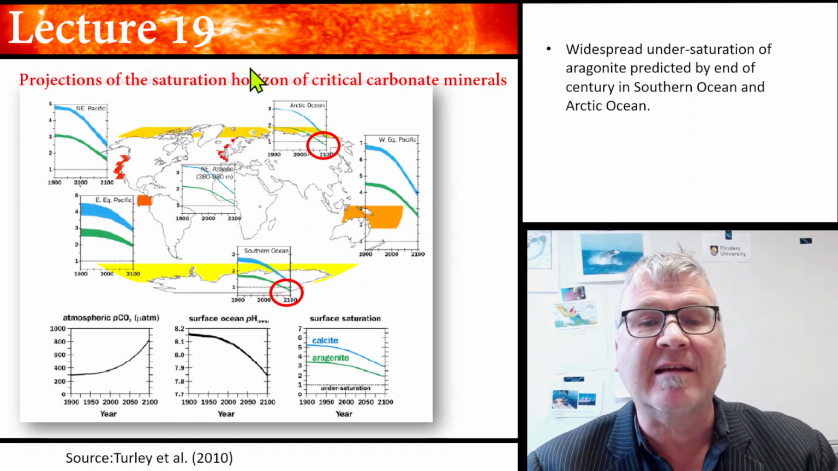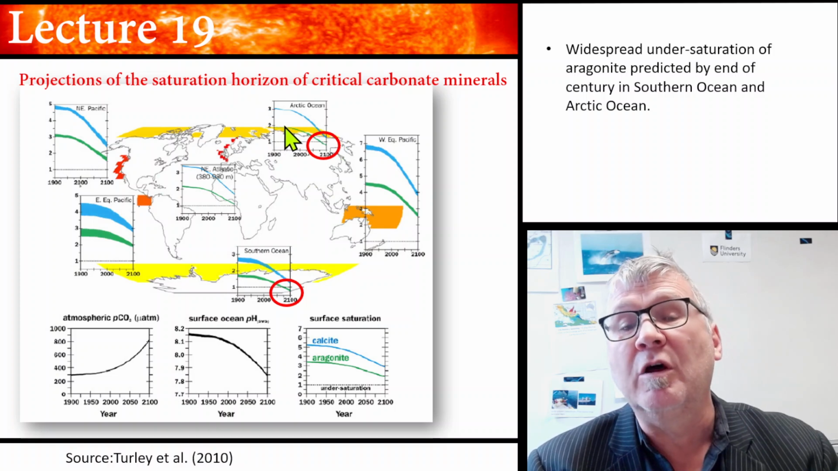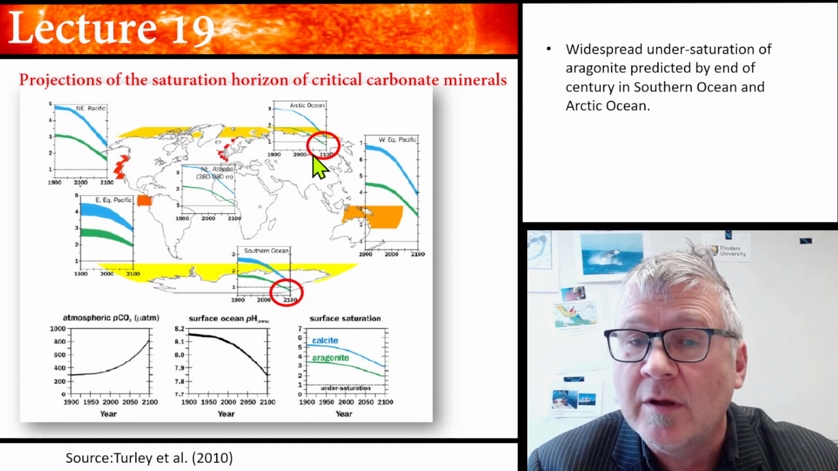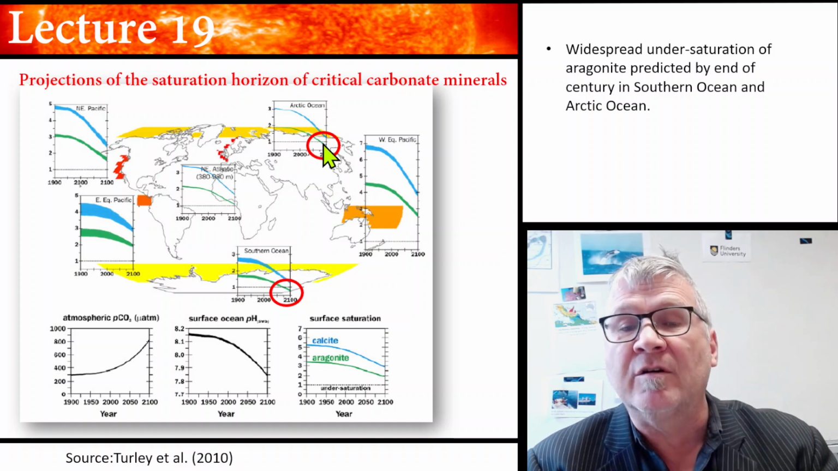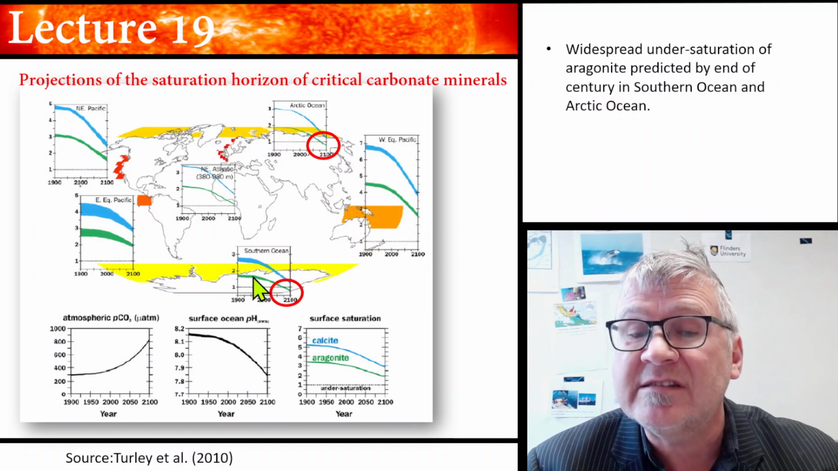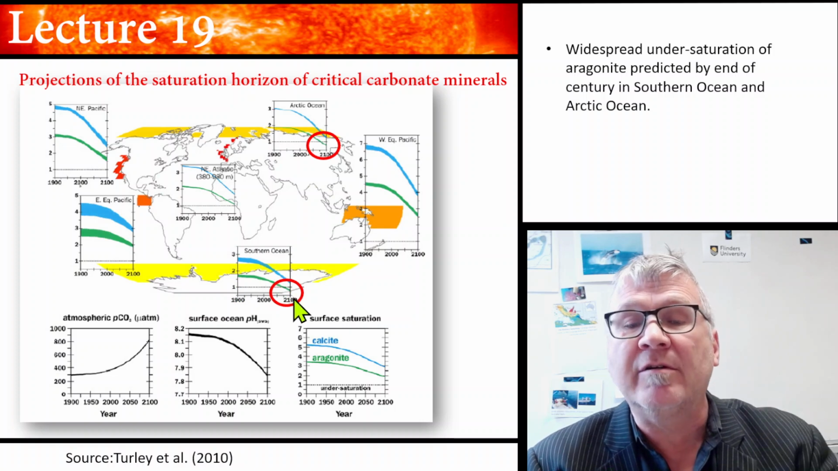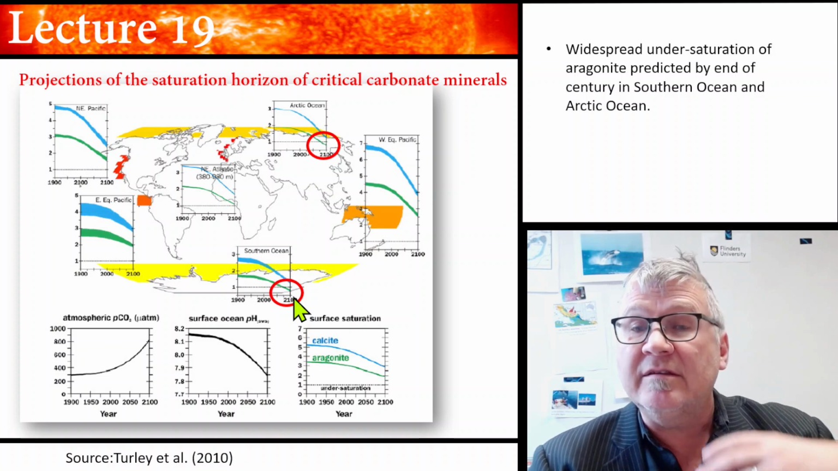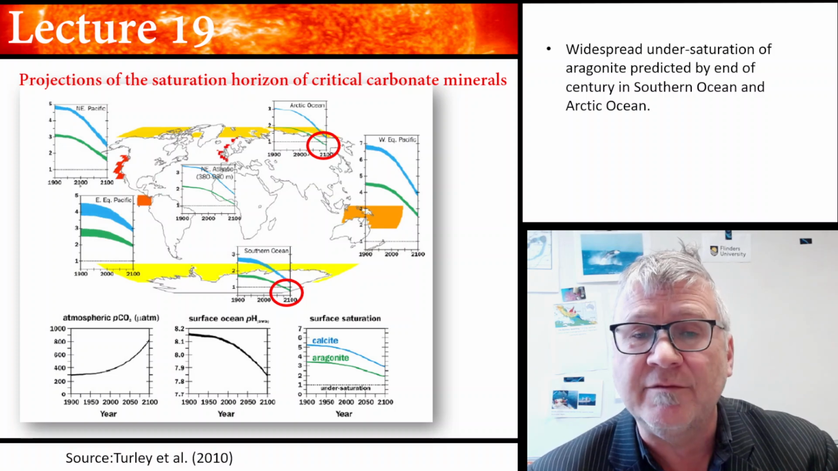Let's look at the Arctic Ocean. You can see that the green curves are lower in all cases, so aragonite is the critical component. And you can see that there will be undersaturation predicted before the end of this century. The Southern Ocean, same feature. Undersaturation in aragonite predicted before the end of the century. And this is what we're talking about when we're talking about ocean acidification.